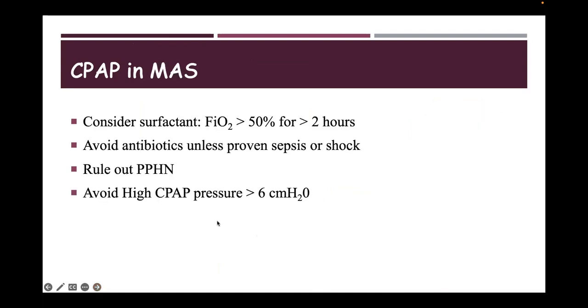It's also important to remember that all preterm babies should receive delivery room CPAP, that is given with the help of a T-piece. CPAP can also be used in meconium aspiration syndrome, but the pressures are usually kept between 5 to 6, especially when there is secondary surfactant deficiency with a low volume lung picture. We should consider surfactant in meconium aspiration if the FiO2 is more than 50% for 2 or more hours.